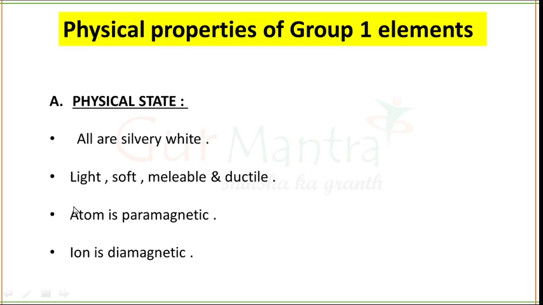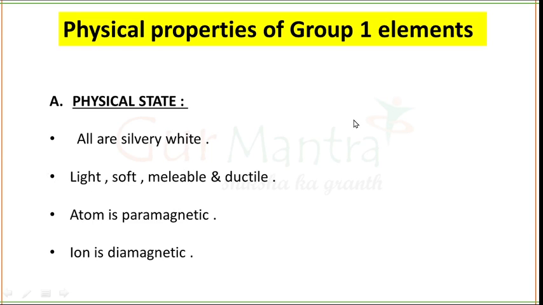Next are the physical properties of group 1 elements. First of all, we will study the physical properties of group 1 elements, then we will move forward to the chemical properties. So let's learn about the physical properties of group 1 elements, and number 1 physical property is the physical state. The group 1 metals are silvery white, which means they are the color of silvery white. Light, soft, malleable and ductile. This is the property of group 1 elements.